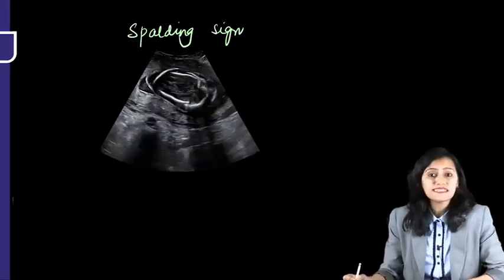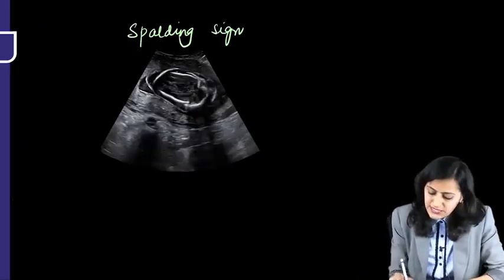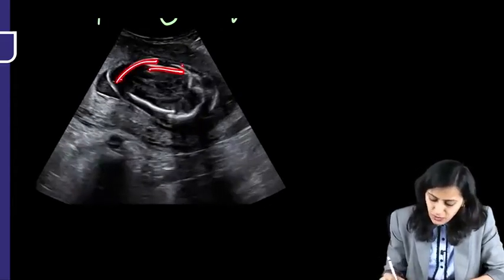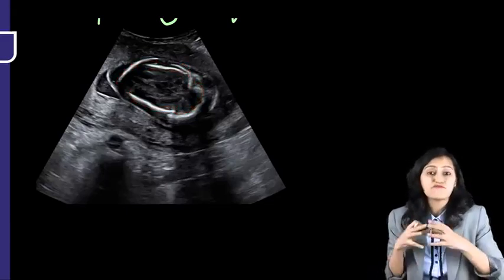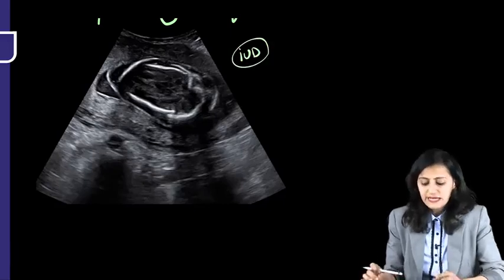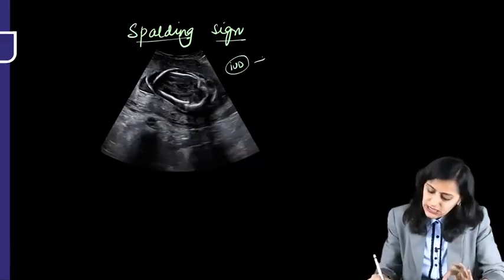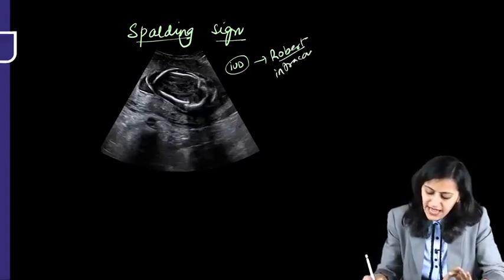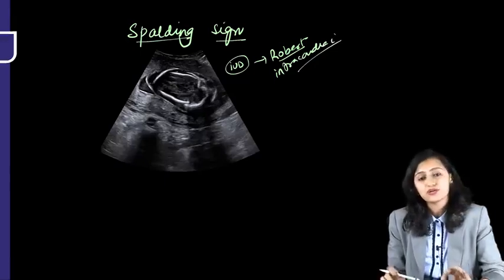Next one, where do you see the Spalding sign? Now, what is the Spalding sign? Spalding sign is this overlap of the skull bones that you are seeing here. One bone overlapping over the other, suggestive of maceration that has occurred in the fetus. So it is suggestive of intrauterine death. The earliest sign is the Roberts sign, where you see an intracardiac gas shadow in intrauterine death.